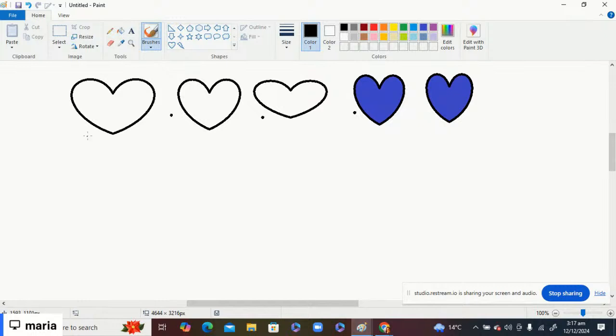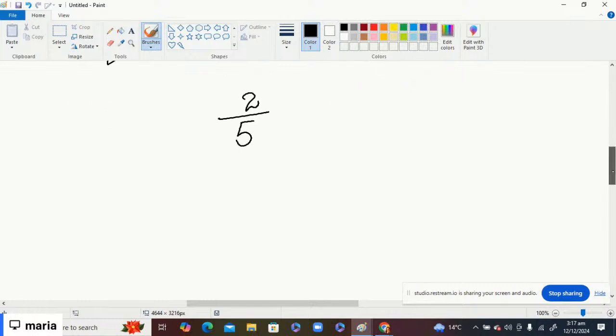So the total number of hearts are 1, 2, 3, 4, and 5, so putting 5 in the denominator. And how many are the blue? Only 1 and 2, so there are 2 blue. Putting 2 on the top and 5 in the denominator. This is the answer, 2 by 5.